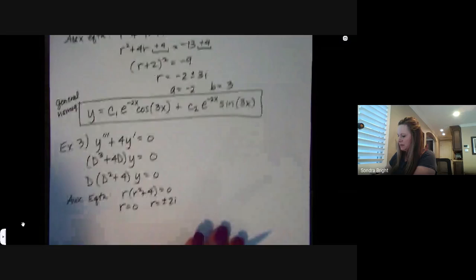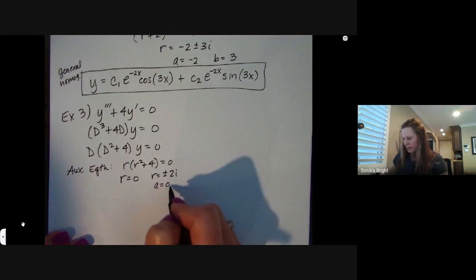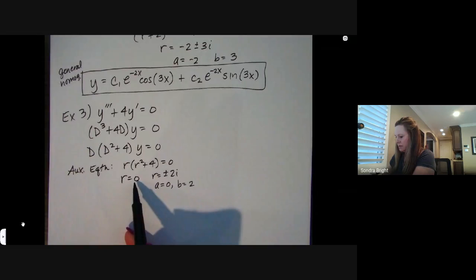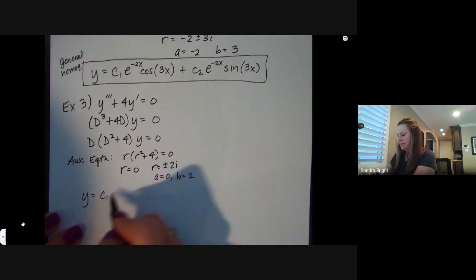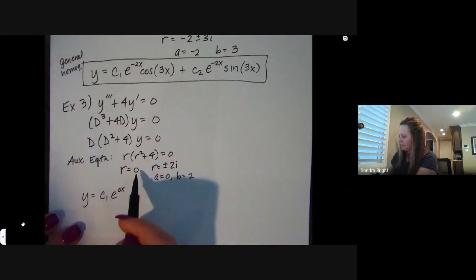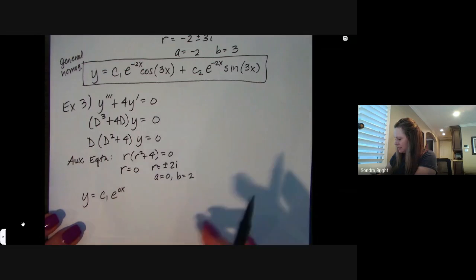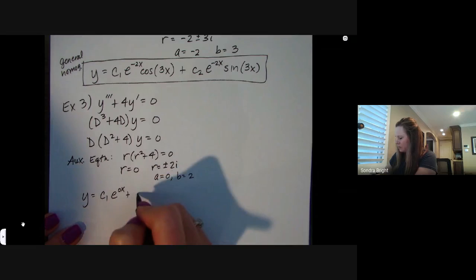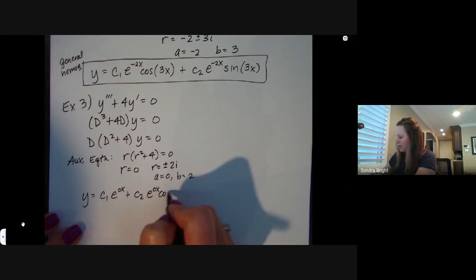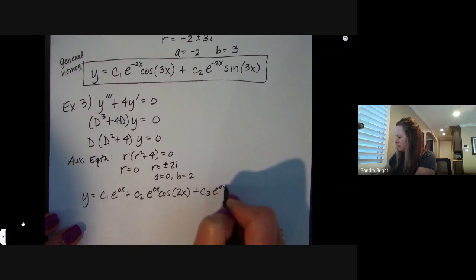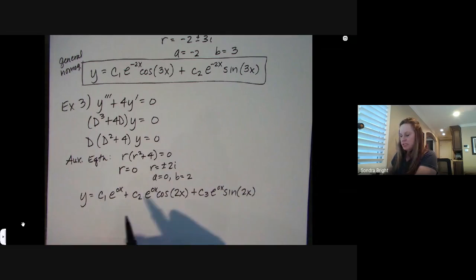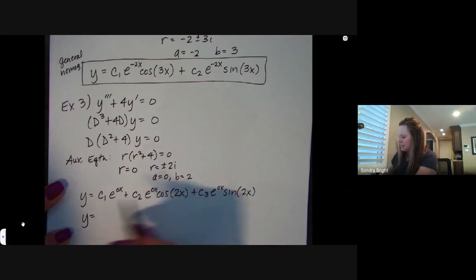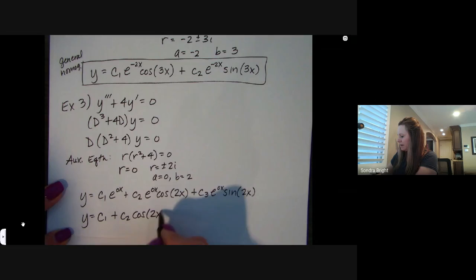So for this one, a is 0 and b is 2. This guy is a real answer. We did that the other day. So you've got y equal to c1 e to the 0x. It's a real one, so you don't add in the cosine and sine there. And then we've got plus c2 e to the 0x times cosine of 2x plus c3 e to the 0x times sine of 2x. We can simplify those because e to the 0 is just 1. So our general homogeneous solution to this differential equation is c1 plus c2 cosine of 2x plus c3 sine of 2x.